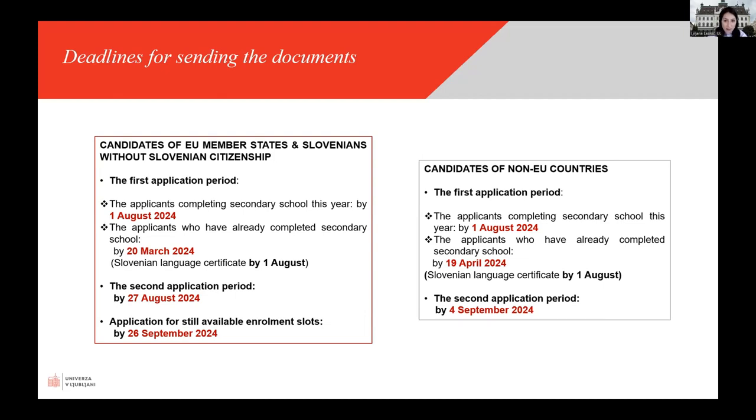So for the applicants completing secondary school this year by 1st August 2024, and those who already finished high school by the end of the first application period, for you, this is 19th of April. If you apply in the second application period, then you need to send your documentation by 4th of September. When it comes to Slovenian language certificate for all candidates, it must be sent until August 1st.